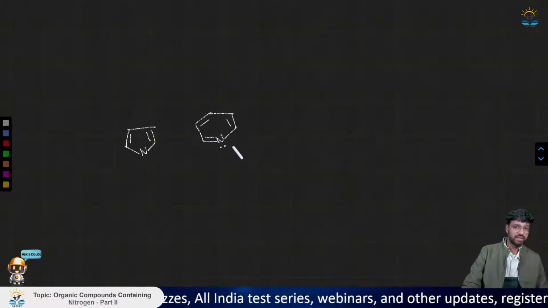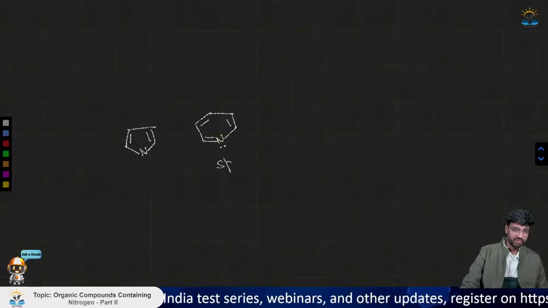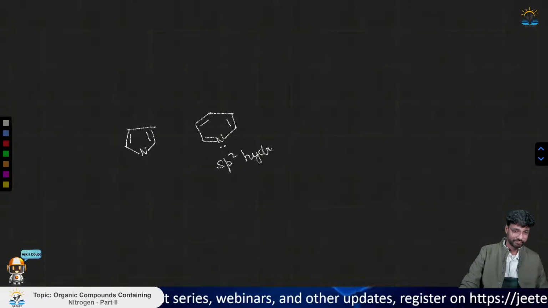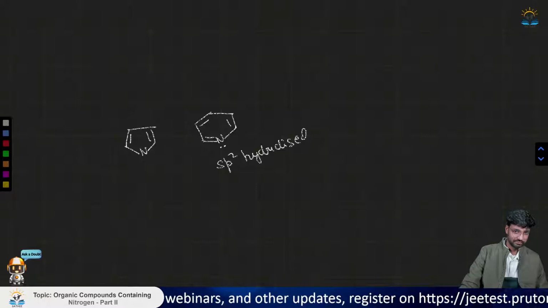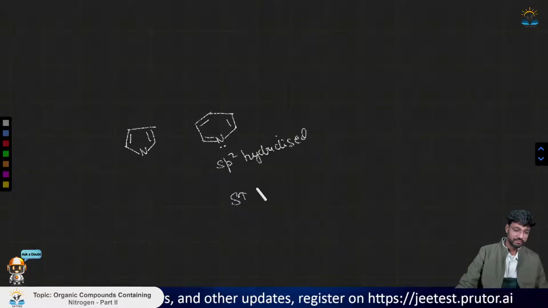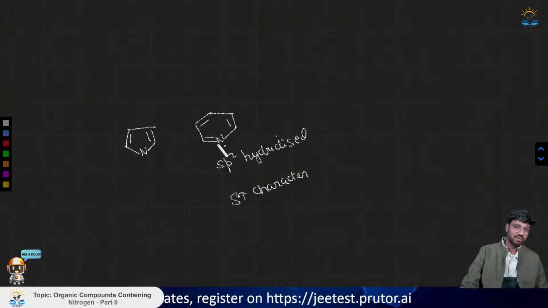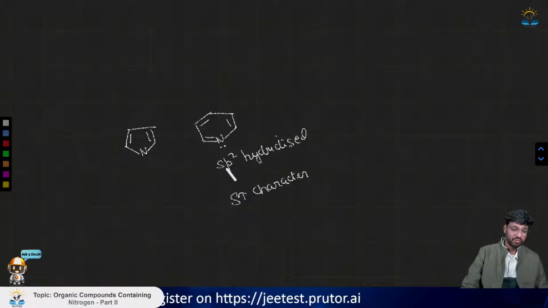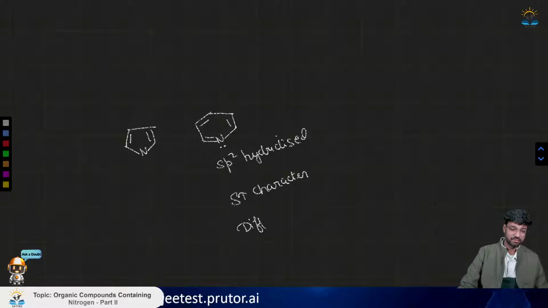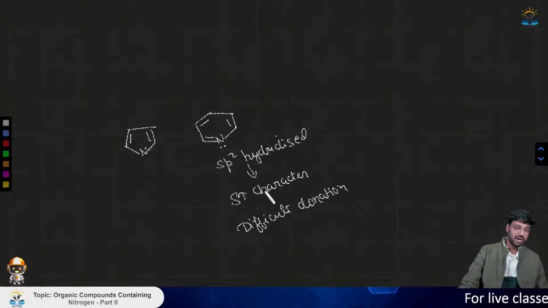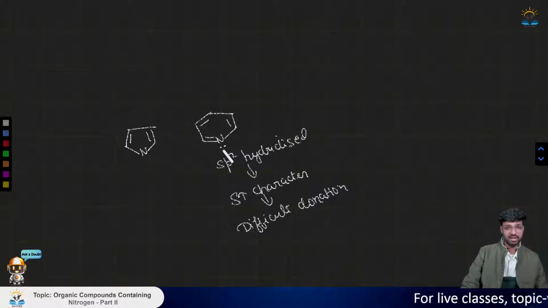So why is this less basic? Because it is sp2 hybridized, so it will have more s character. More s character means this lone pair is present in a more electronegative orbital, so it will be difficult for donation. So this is the hierarchy that you can consider for the lower basicity of this nitrogen lone pair.